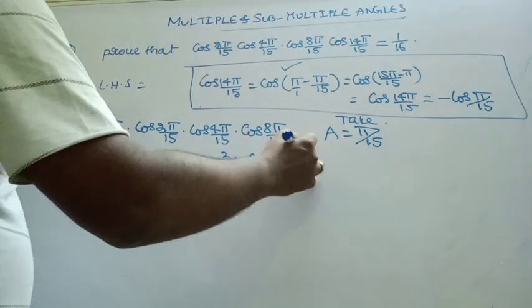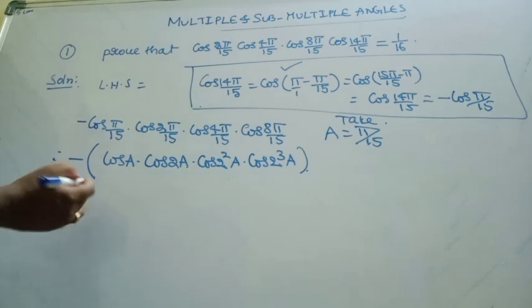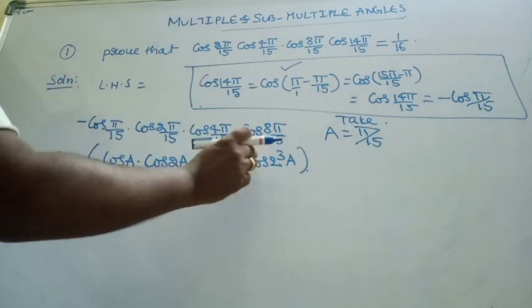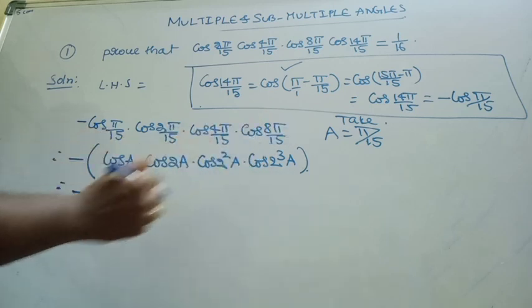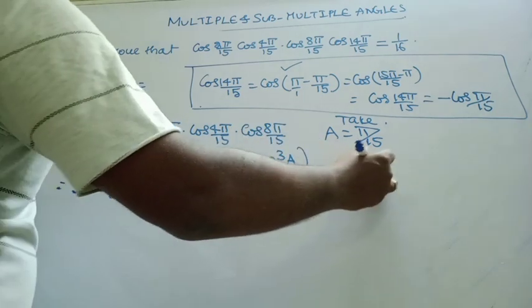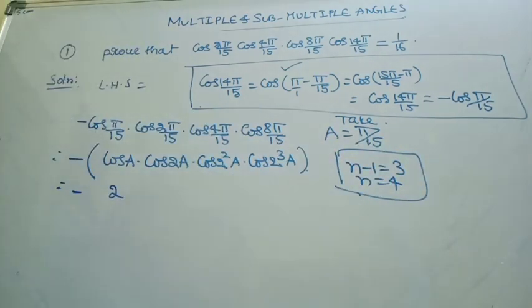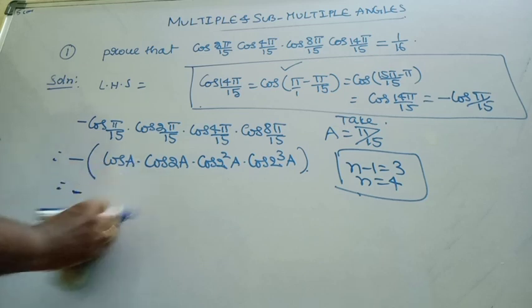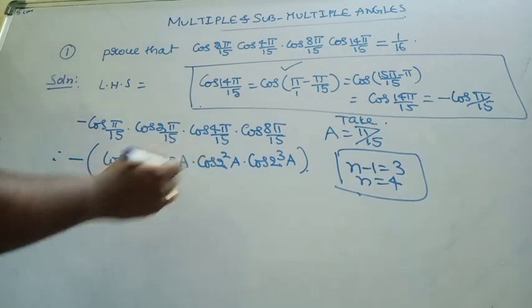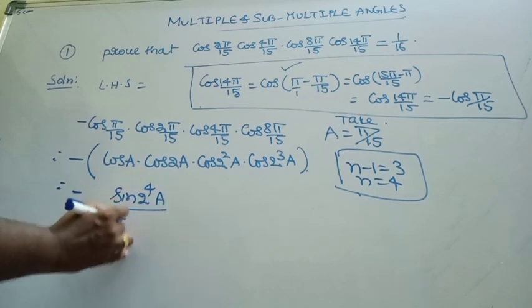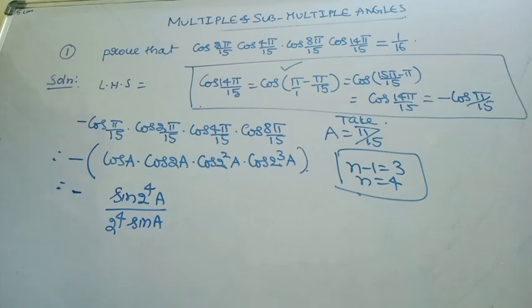This is equal to minus of cos A cos 2A cos 2²A cos 2³A, and so on up to cos 2^(n-1) A. Here n minus 1 is equal to 3, then n is equal to 4. Therefore, the result is sin(2^n A) divided by 2^n sin A, where n is 4: sin 4A... that is sin(2⁴A) divided by 2⁴ sin A.